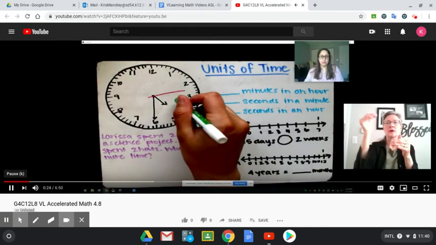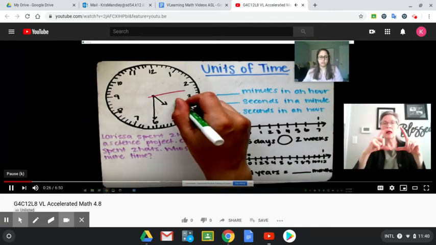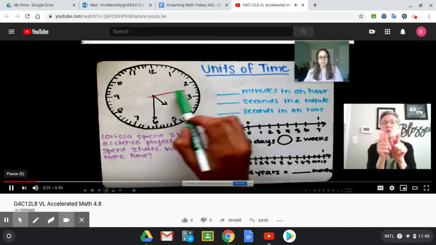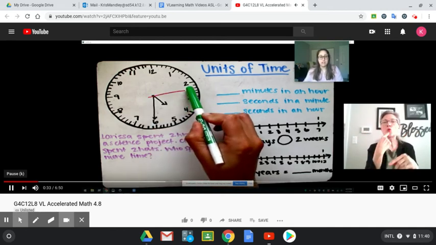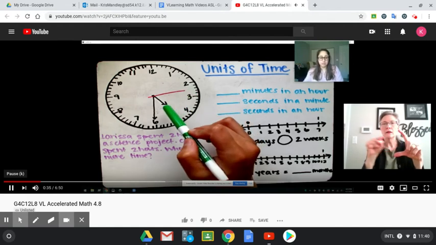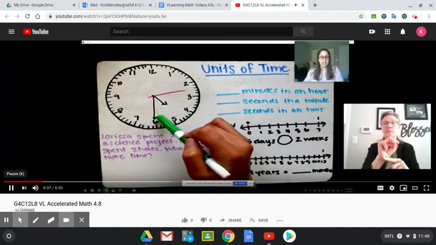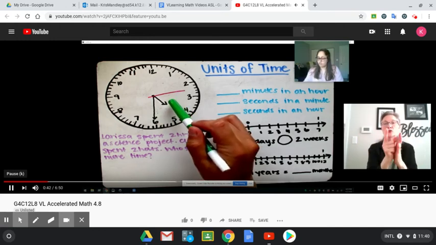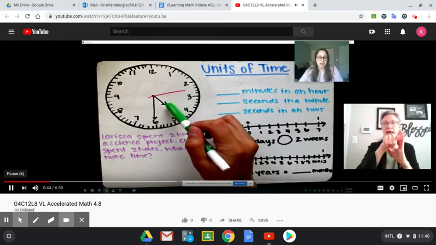Thinking about this clock, we know that there's 3 different units that we can measure using the clock. We can use our smallest unit, which would be our seconds, which is that red hand on the clock. We can use our minutes, which is that bigger of the 2 black hands on the clock. And then we can also use hours, which is that smaller of the 2 black hands on the clock.